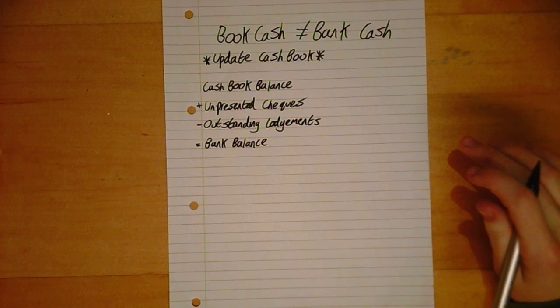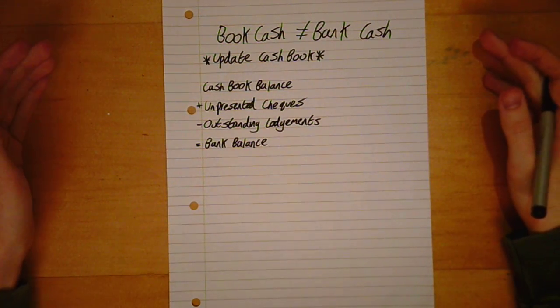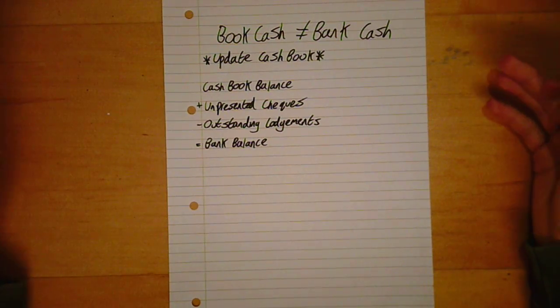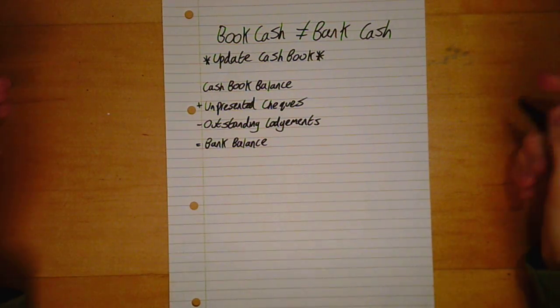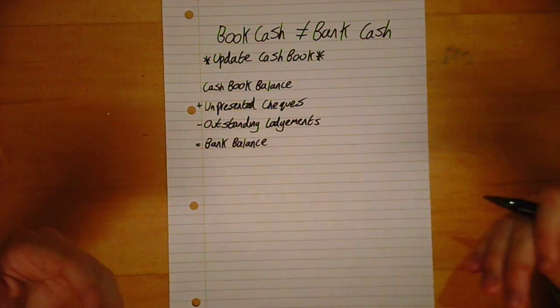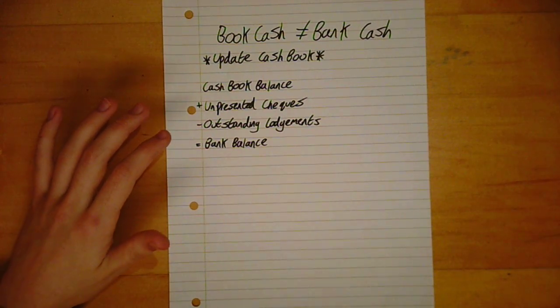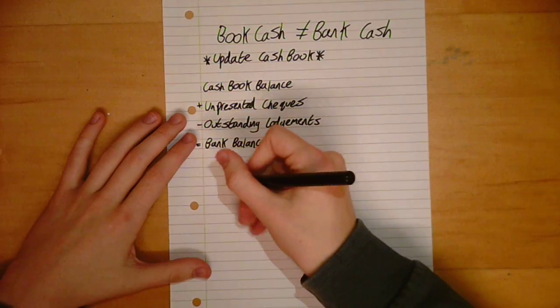Well, an unpresented check is simply when we've made a check to someone and they've received it but it hasn't been paid into the bank yet, because it takes time, obviously. It's got to get posted to them, they've got to receive it, they've got to take it to the bank, and the bank have got to process it. So why don't I do just a little diagram to highlight what this actually means.